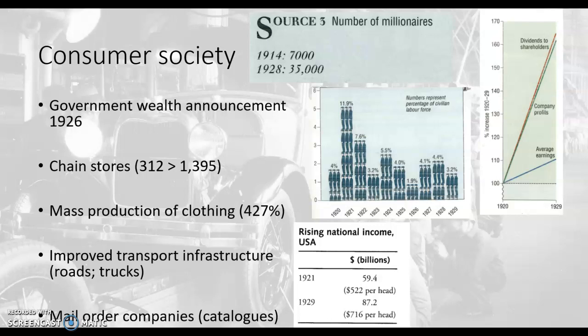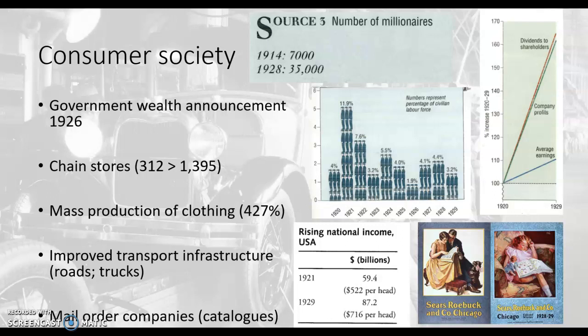So the transport infrastructure really helped to allow this consumer society to develop. The final thing to mention is that the mail order companies, even if you couldn't go to a chain store, wherever you lived in America, even in the remote parts, you could buy anything. And the number of mail order companies grew enormously. The most famous of these was Sears, Roebuck and Co. of Chicago. And in 1928, nearly 1/3 of Americans bought goods from this company, giving it sales worth $347 million in that particular year.